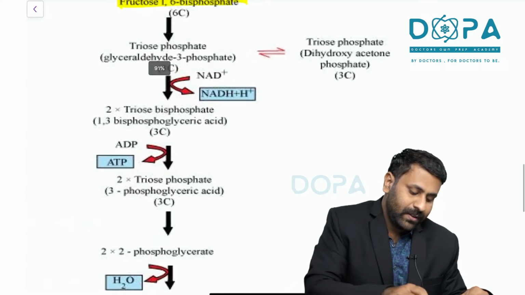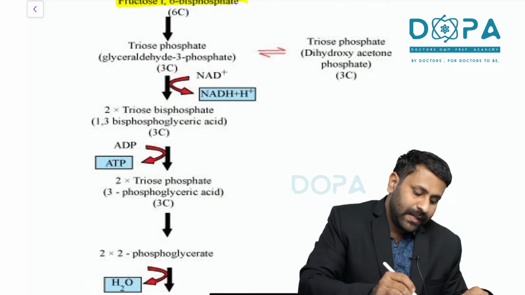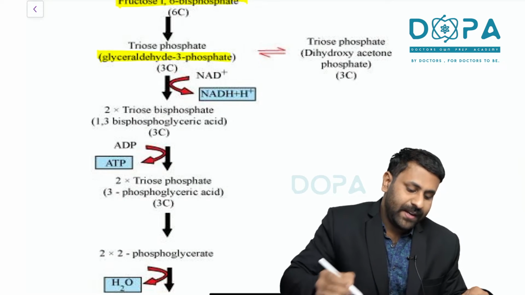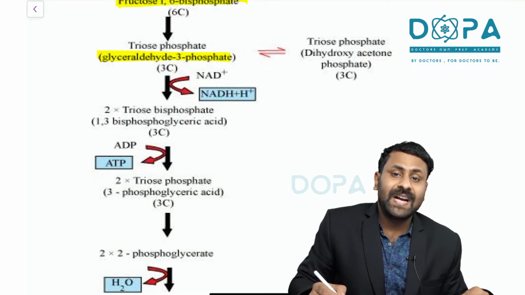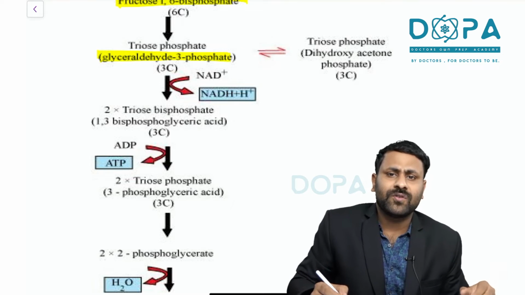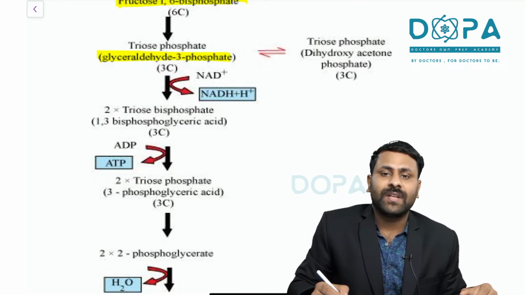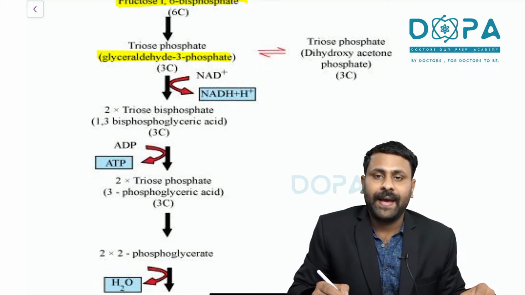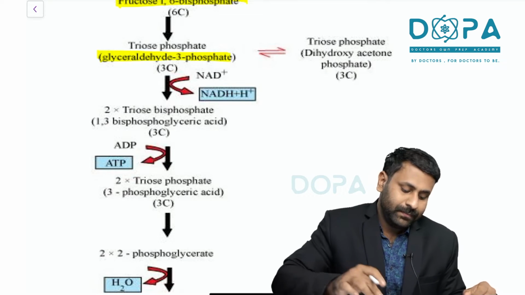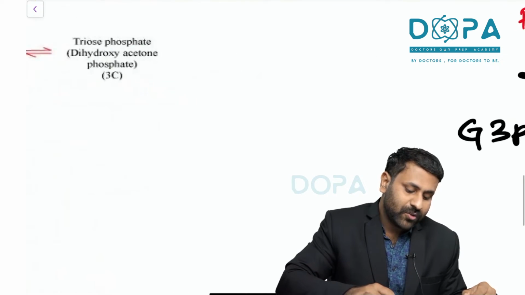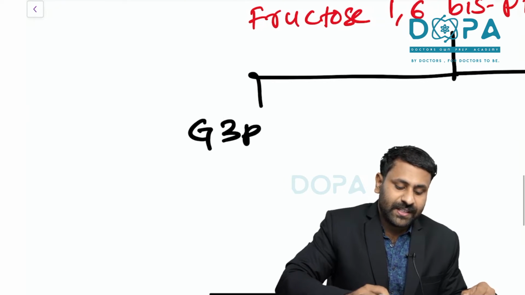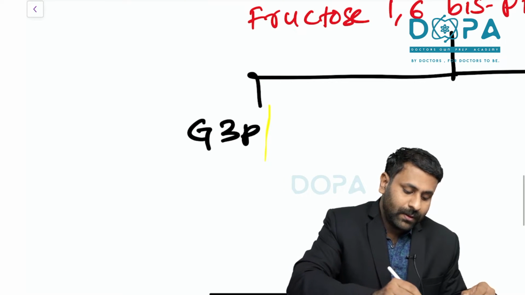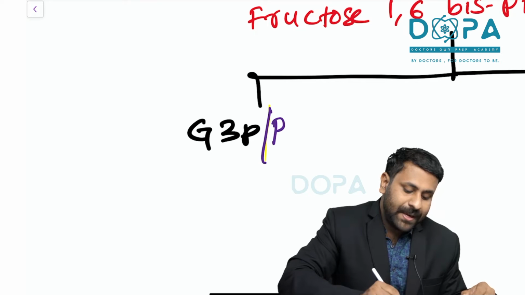G3P means glyceraldehyde 3-phosphate. What do you mean G3P? Glyceraldehyde 3-phosphate. It is a triose phosphate because it contains a phosphate group and 3 carbon atoms. They are 3-carbon compounds. We can call it simply G3P or PGAL. G3P, otherwise called PGAL.